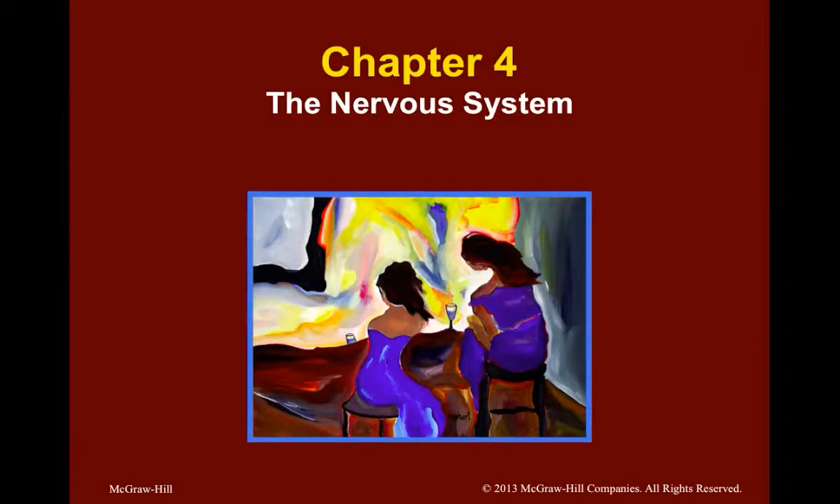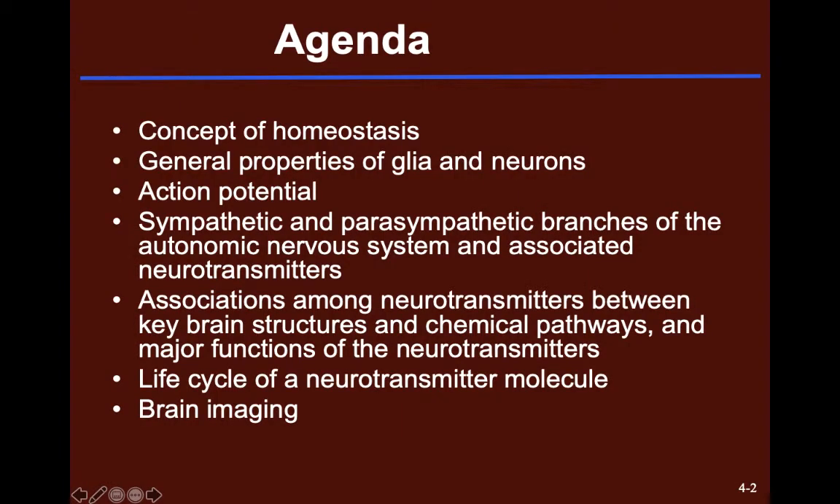Today we're going to be covering our lecture on Chapter 4, the nervous system. We've got some important concepts to cover here today, starting with the concept of homeostasis. We'll talk about how this affects the way that drugs interact with various bodily systems. We'll talk about some important brain structures, the glia and the neurons, and also we'll walk through the action potential, the way that neurons communicate with each other.